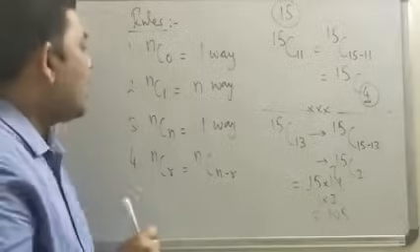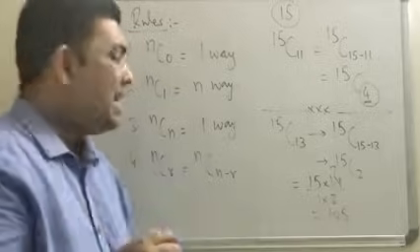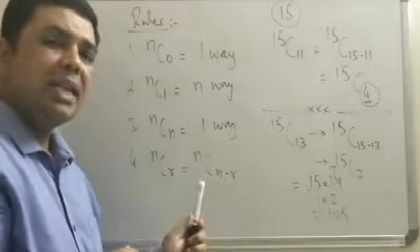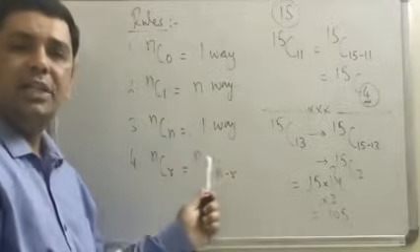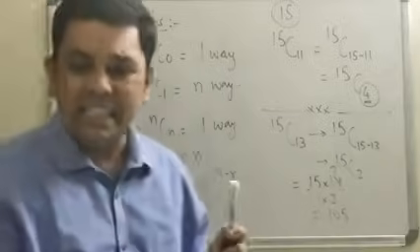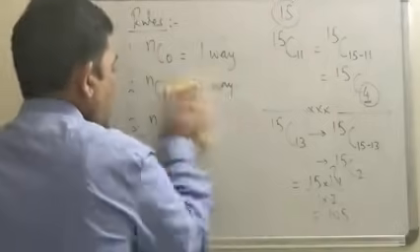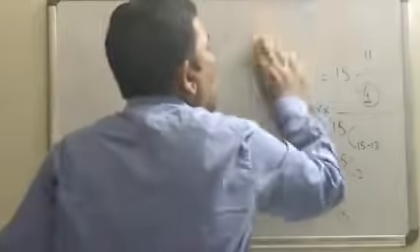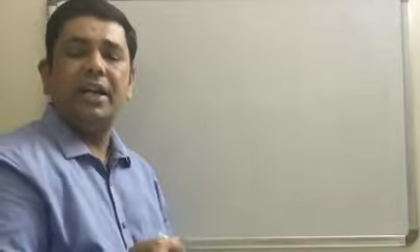NC0 is always 1. NC1 is always equal to the number of things, that is n. NCN is also 1. And NCR, you have understood by now using the logic, NCR is equal to NCN minus R. Right? That in essence is the concept of the first part of permutation combination, what we all know as combination. Now, let us see how these concepts will get translated into questions.